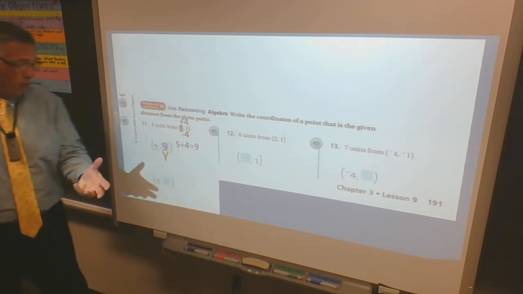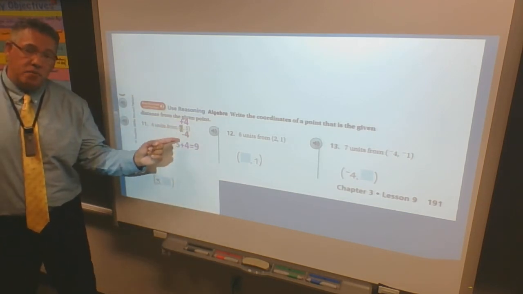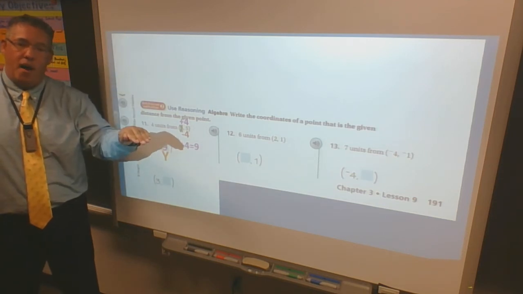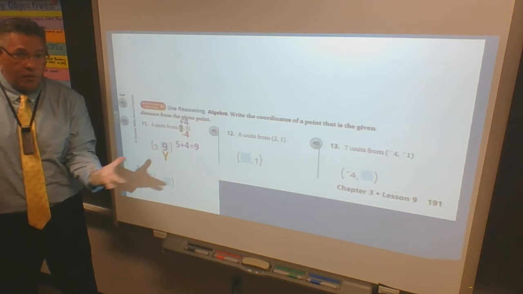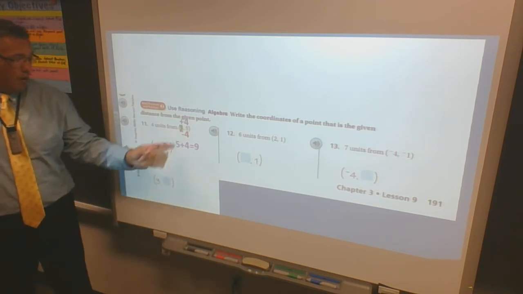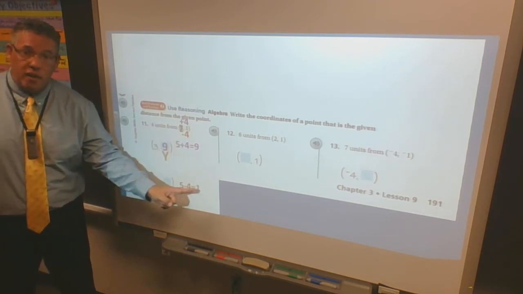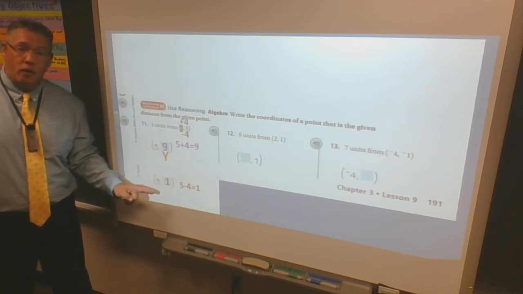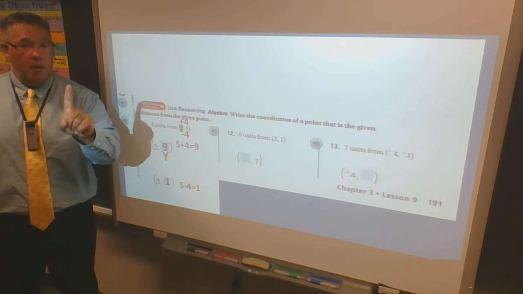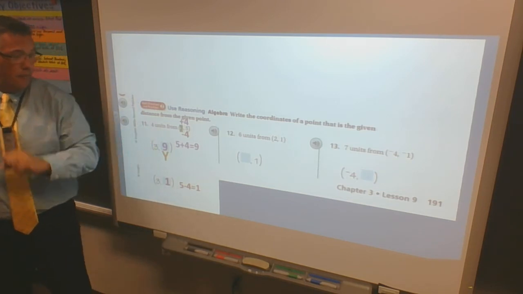But I have a second one I can do also. I could be subtracting. I could go down from my 5 on the y-axis. So I have the other option available to you also, and I don't care which way you go. But you would take 5 minus 4 to give you a positive 1 for your y-coordinate. So you could have either one. You don't need to have both. You must have one that is correct, though.